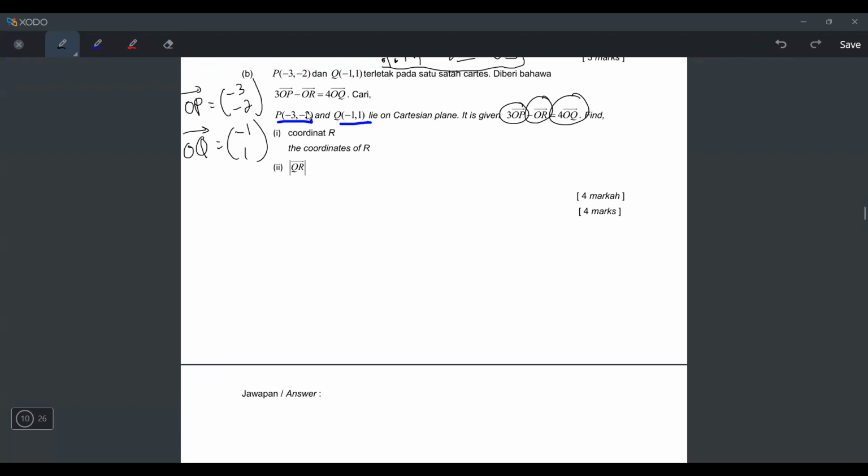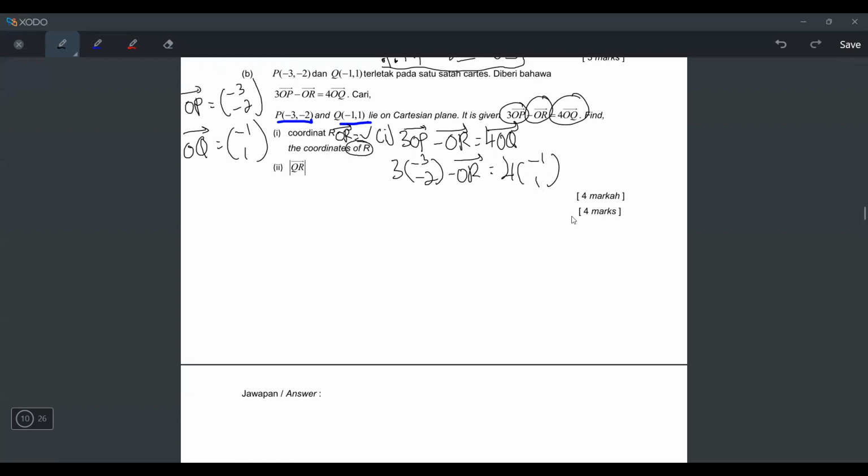So if I say the point P is negative 3, negative 2, means from the origin to P, it's going 3 ke kiri and then 2 ke bawah, negative 3i minus 2j, like that. So now they say what? Question 1, they say 3 times OP minus OR equals to 4OQ. And the soalan pertama, they ask you to find the coordinates of R. Means you have to find vector OR first lah. Because once you get the vector OR, then you can know the coordinates of R. And how to find OR? Ganti this one and ganti yang belakang. Because OP I already know is -3, -2. OQ I already know is -1, 1.